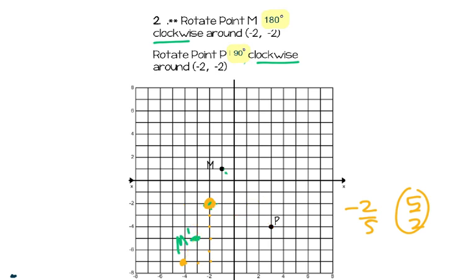And so my ordered pair for P would be right there, so P prime. So P prime would be -4, -7, and M prime was -3, -5.